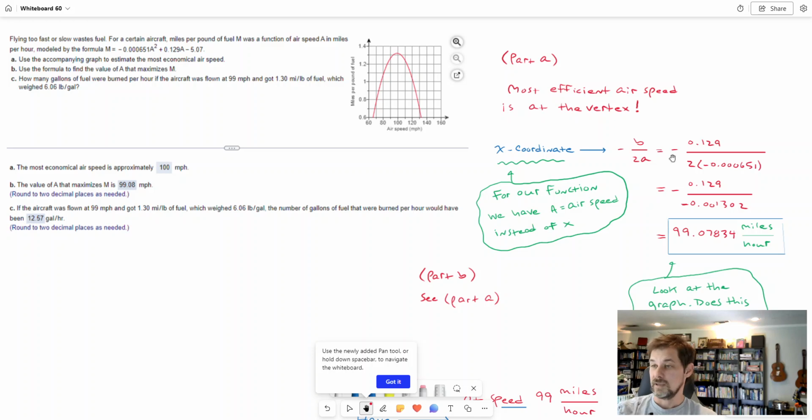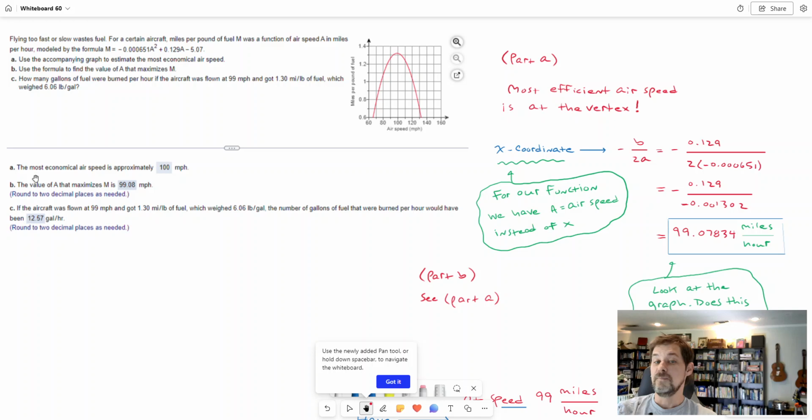Okay, so I do negative b, where b is 0.129, divided by 2a, where a is negative 0.000651. So I do these calculations with my calculator and I get 99.07834 miles per hour. So the x coordinate, where on our graph we really don't have X and Y, we have for X airspeed and for Y miles per pound of fuel. Me finding the X coordinate is finding the airspeed at that vertex point.